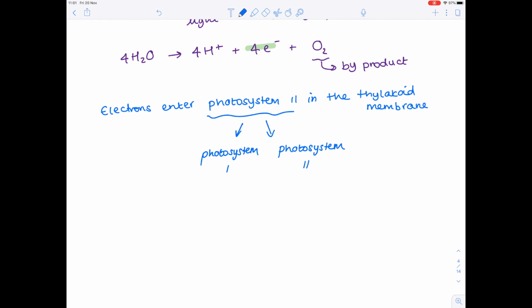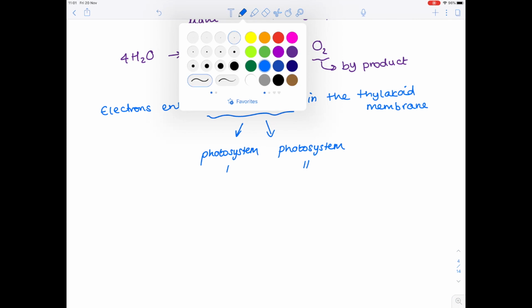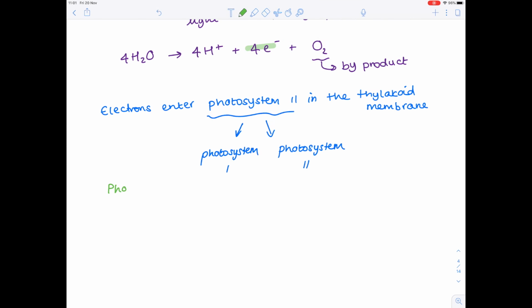But what is a photosystem? Well, they're structures in the thylakoid membrane that are made up of light harvesting systems that surround a reaction centre. So as an aside, we're just going to state what a photosystem is over here.